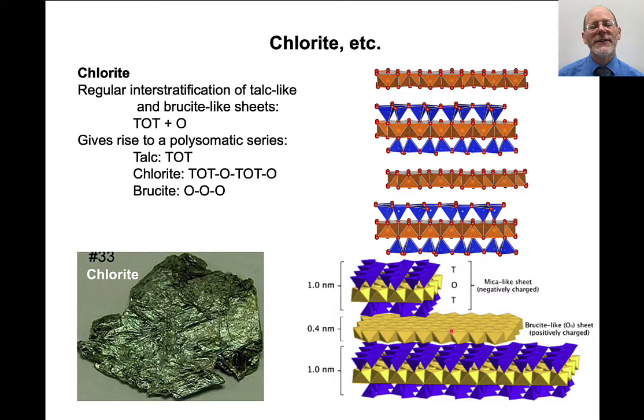There's a term that we use for this. It's called a polysomatic series, and it refers to regular interstratifications of these different units. So we can talk about talc, which is a TOT structure, and we can talk about brucite, which is just octahedral sheets. And then we can talk about chlorite, which is a regular interstratification of talc and brucite. So it's like talc, brucite, talc, brucite, talc, brucite. There are lots of other polysomatic series, but this is a really classic one.